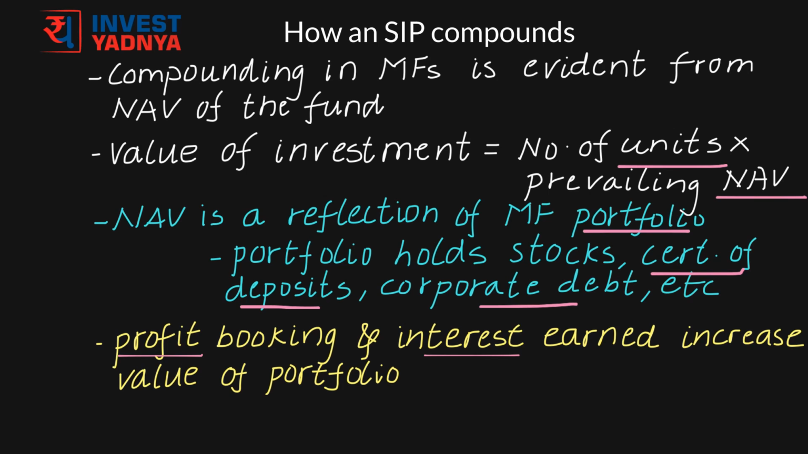The gains made via selling of stocks or the interest received is reinvested into better securities on your behalf. And this is how the portfolio of the fund grows. That is, your portfolio grows. And this is reflected into the NAV of the fund.